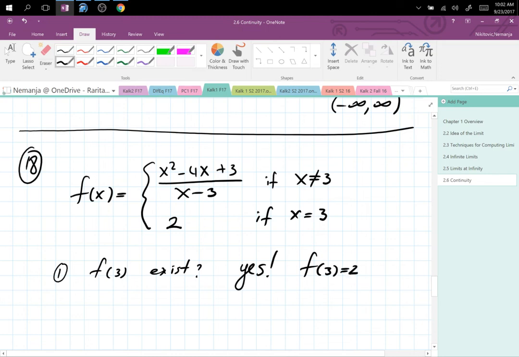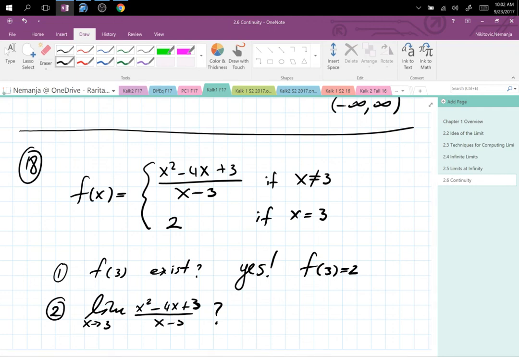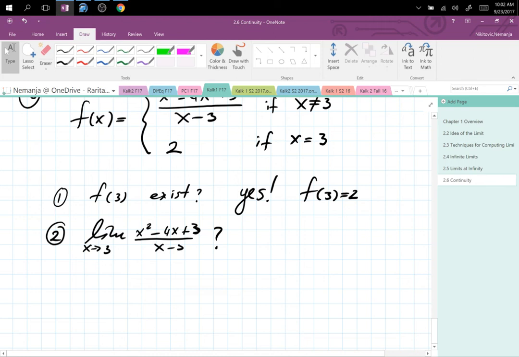Perfect. Number 2, how about the limit of x squared minus 4x plus 3 over x minus 3 as x goes to 3? How about that one? Well, this is where you go the left limit, the right limit, and what the overall limit is doing. So you see how there is a problem within a problem.